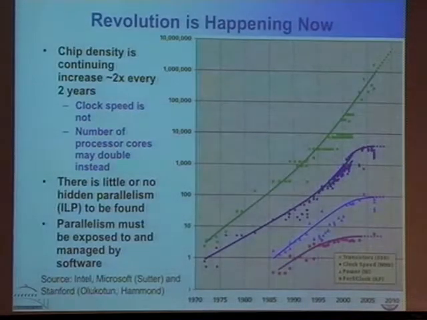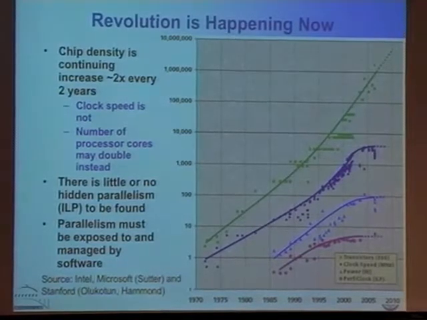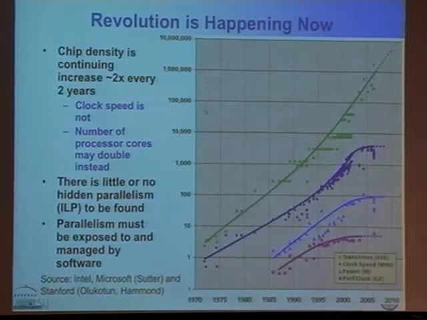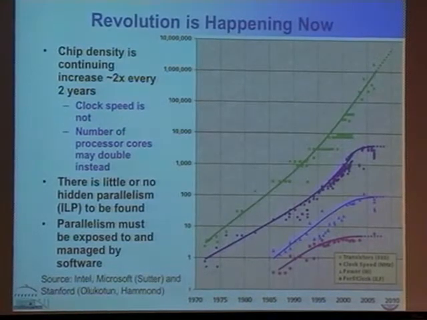This is some data from Stanford and also some people at Intel and Microsoft, showing a number of different aspects of current hardware trends. The transistor density is the green line at the top, which you see scaling in the usual Moore's law fashion. There it is.